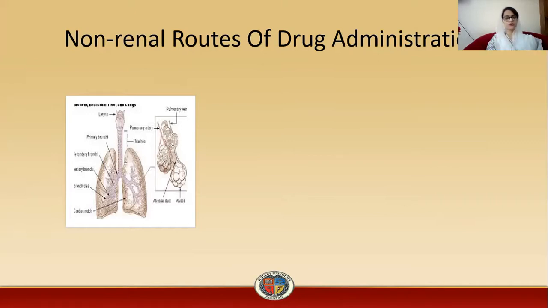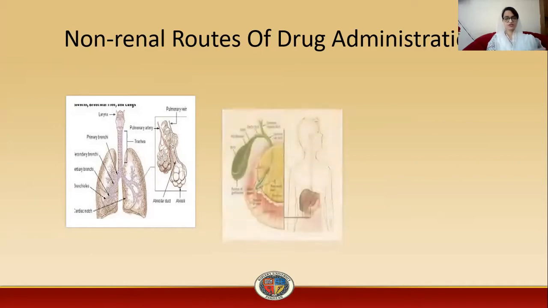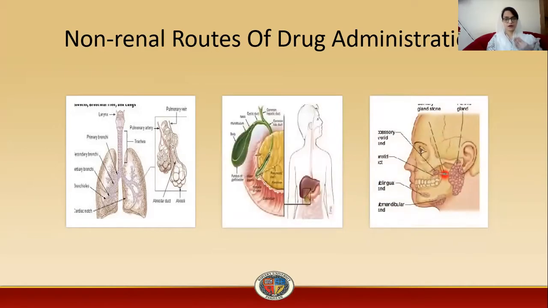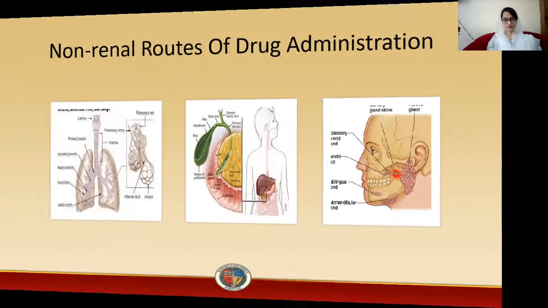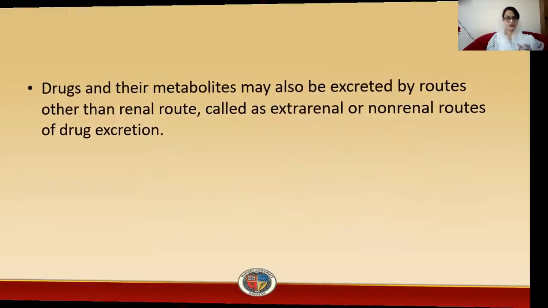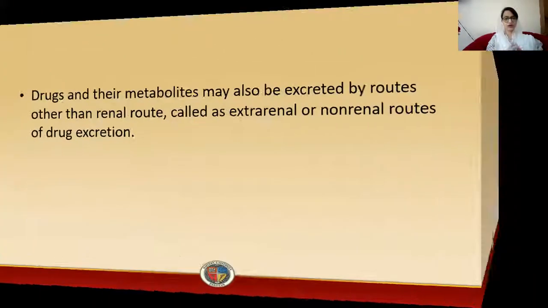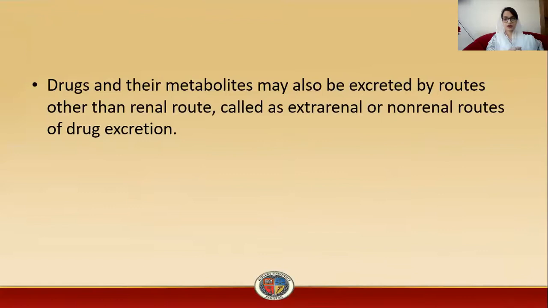So next are the non-renal routes of drug excretion. There are pulmonary, then the biliary route of excretion, or the salivary route of excretion. These are some figures which are mentioned on that slide, which I have explained to you. Next comes: drugs and their metabolites may also be excreted by routes other than the renal route, called extrarenal or non-renal routes of drug excretion.